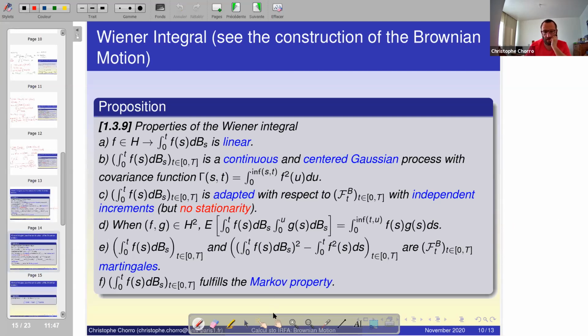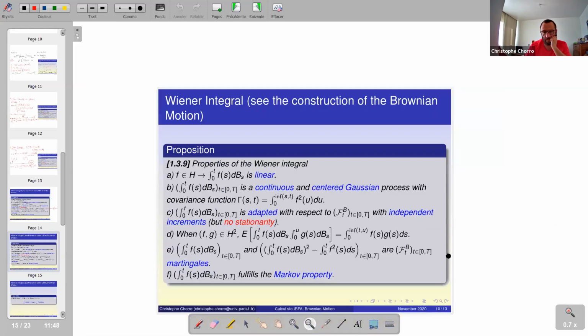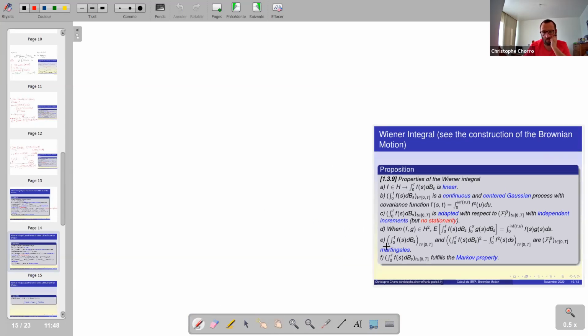So I want to prove that this one is a martingale. Let's do the job. I am interested in this, and I want to prove that it is equal to this term. It's the martingale property. It's the only thing I have to prove because I know that here you have random variables that are integrable because they are Gaussian. So it's the only thing I have to prove in this proposition.